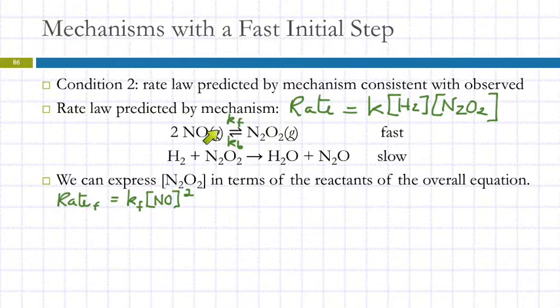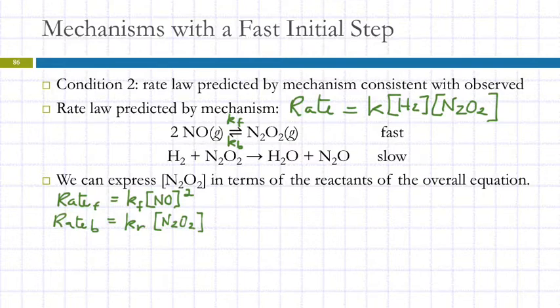The forward and reverse rate constants here. So what about this reverse reaction? We can write a rate law for the rate of the reverse reaction as well. That would be the rate constant for the reverse reaction times what? The concentration of the N2O2. No exponent because there's no coefficient.